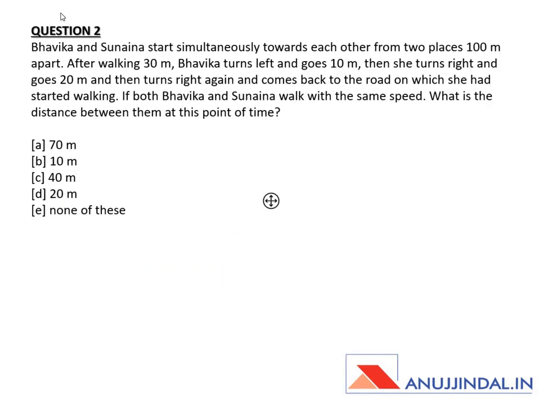Now the next question says Bhavika and Sunaina start simultaneously towards each other from two places. So there are two girls, Bhavika and Sunaina. They start walking towards each other simultaneously, that is at the same time, from two different places which are 100 meters apart. After walking 30 meters, Bhavika turns to her left and goes 10 meters.